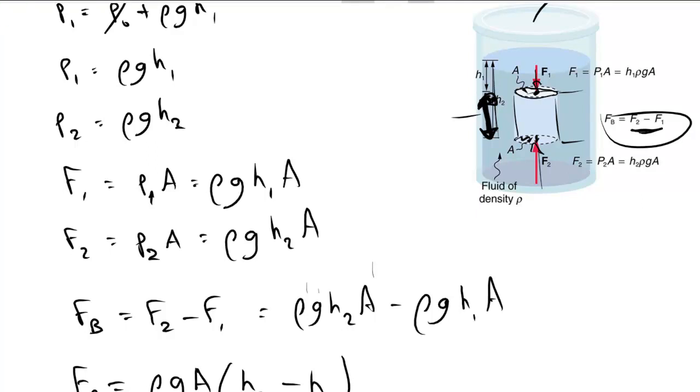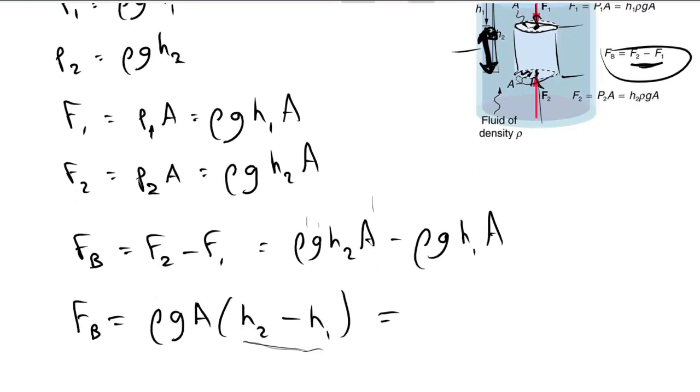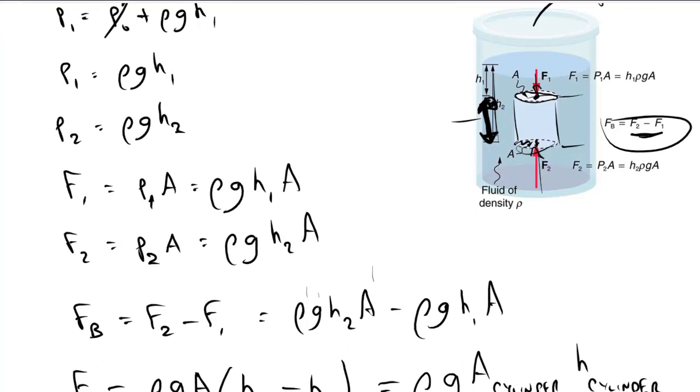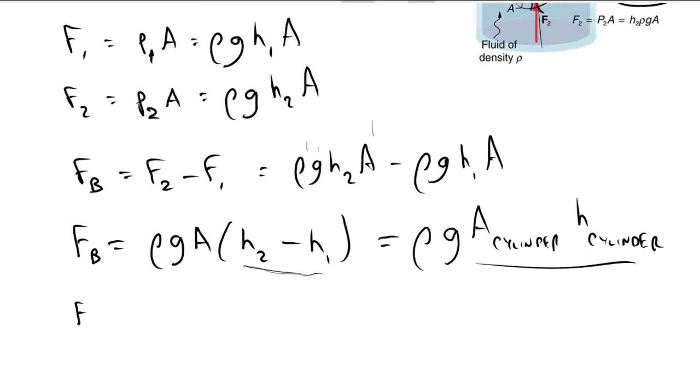And this area is the area of the cylinder. So what we have is this buoyant force is density times gravity times the area of the cylinder times the height of the cylinder. But the area of the cylinder times the height of the cylinder would be the volume of the cylinder. So the buoyant force would be equal to density times gravity times the volume of the cylinder.